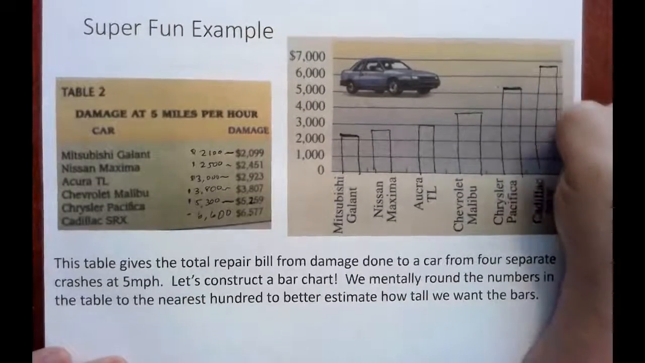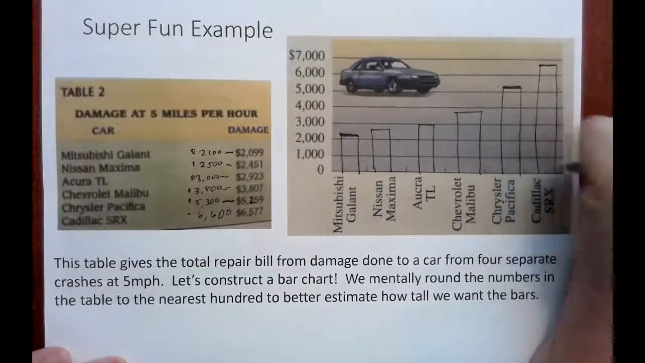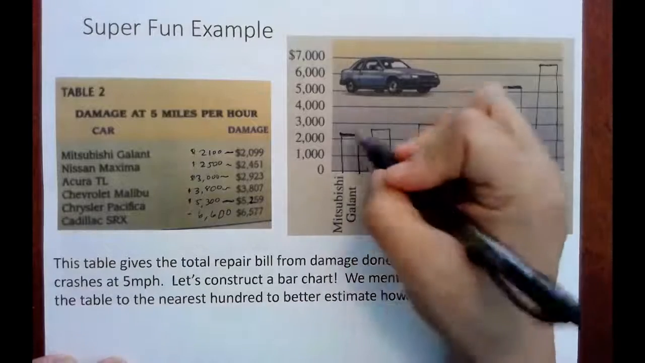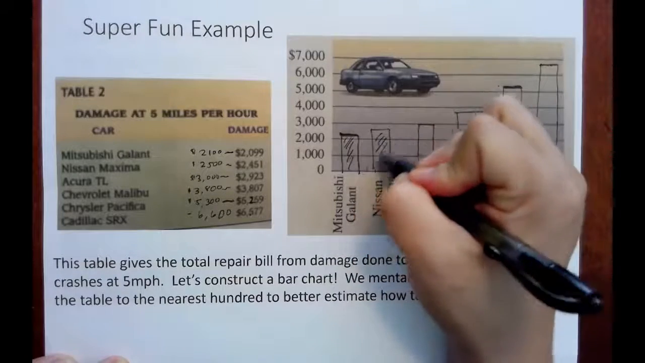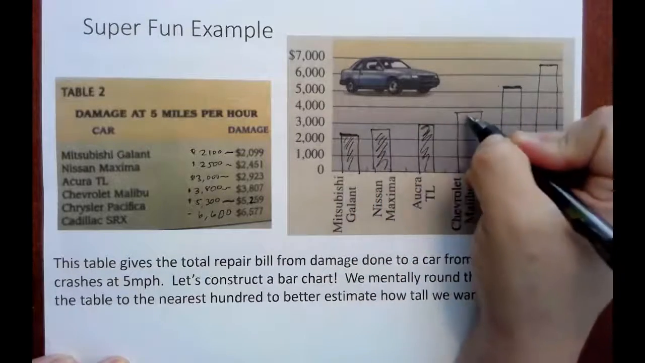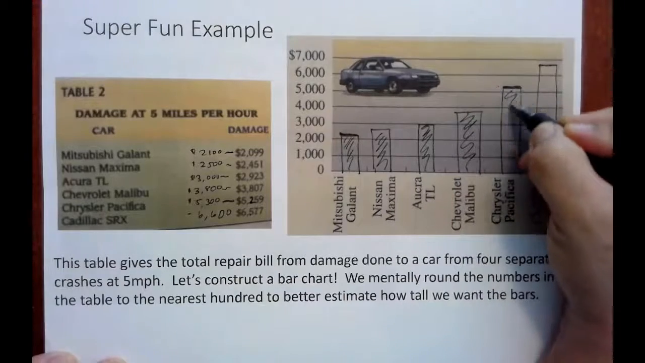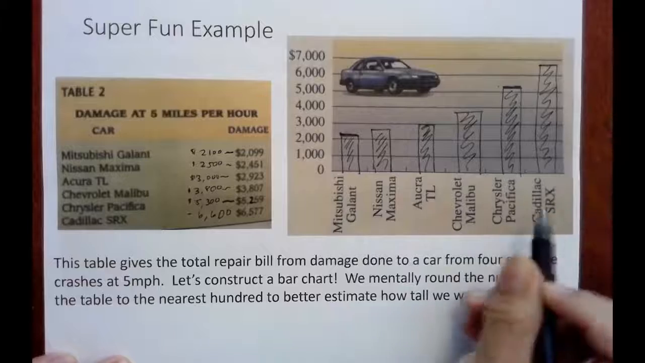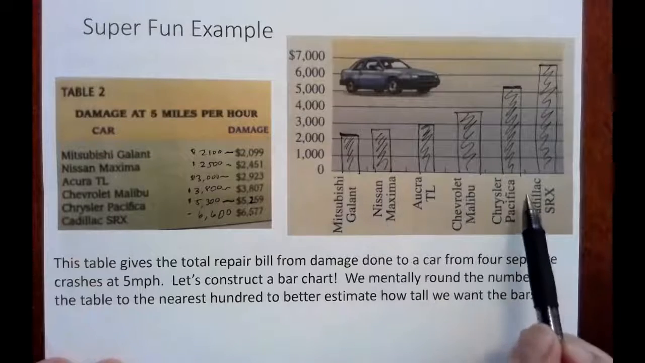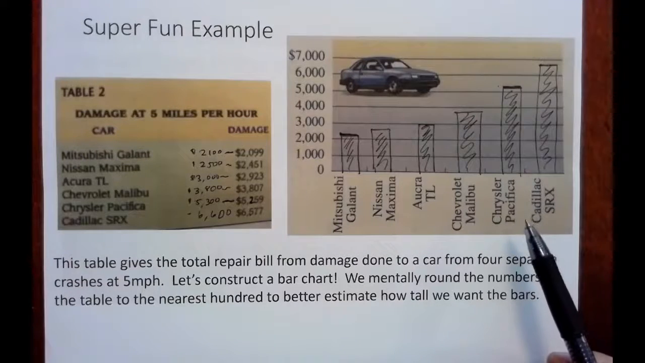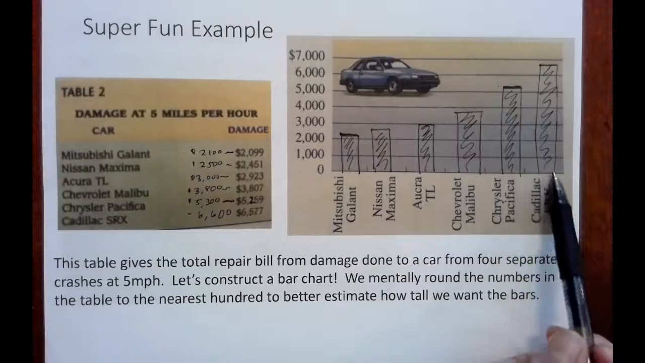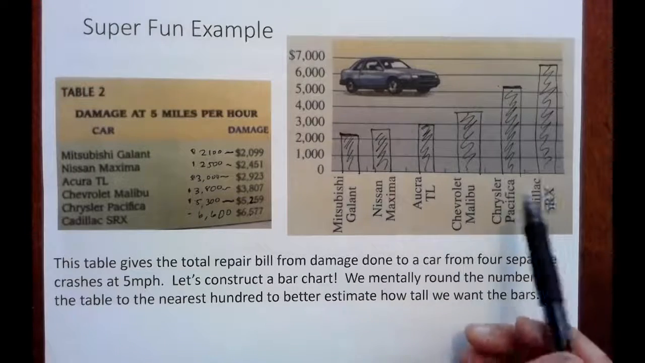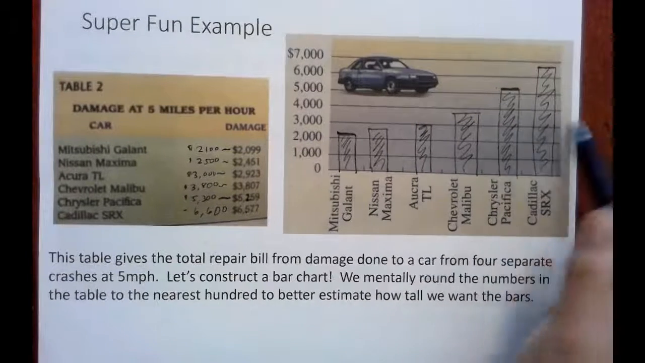Okay, so those are your bars, right? They're each associated with their own name, and then you can go ahead and fill it out. You can do pretty much whatever you want. You can use Excel too. They have some options. Okay, so now we can see which one has the highest damage in terms of money, and it's the Cadillac, right? We could just see that.